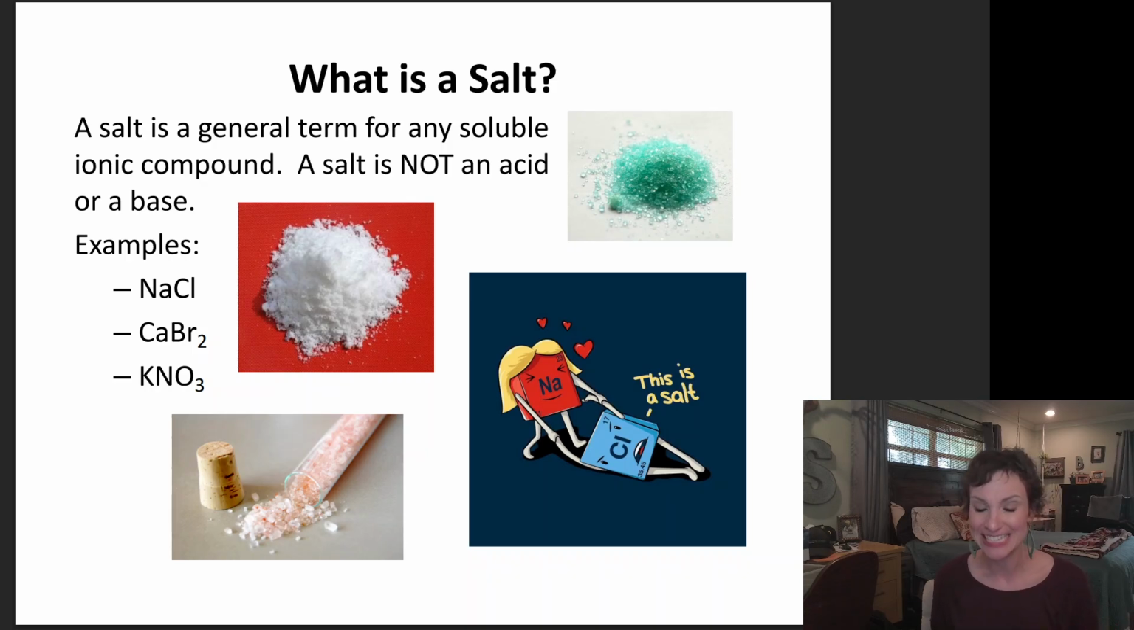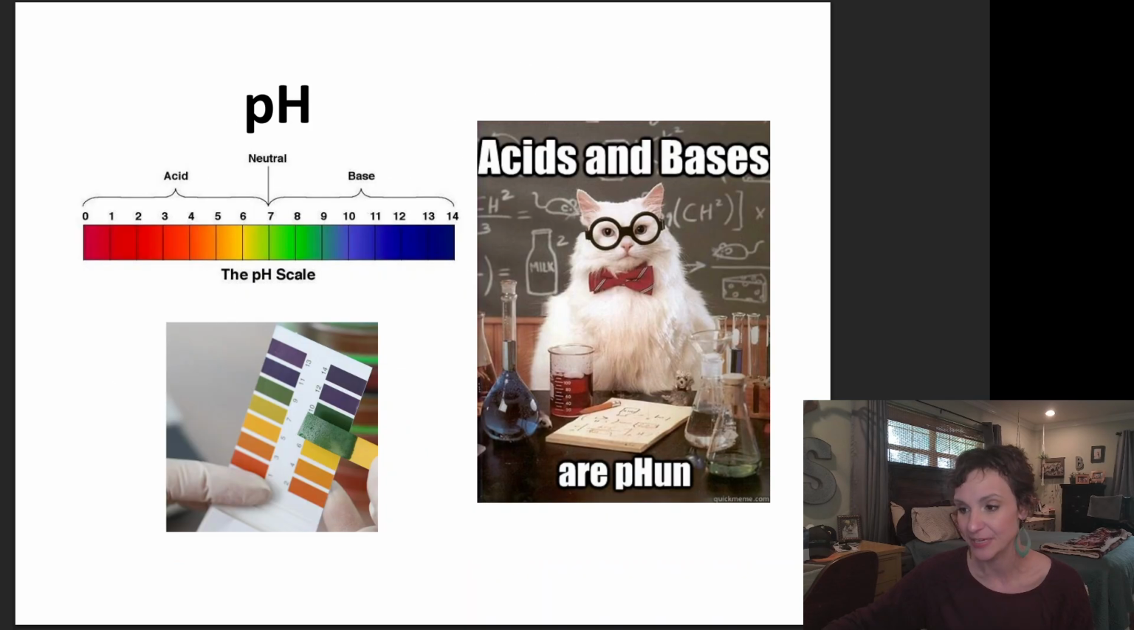Pretty much a salt is an ionic compound that is not an acid, meaning I'm not going to see a hydrogen out front, and is not a base, meaning I'm not going to see a hydroxide on the back. So here we have lots of examples of salts: sodium chloride, calcium bromide, potassium nitrate. Pretty much ionic compounds that do not have those indicative acidic or basic ions that we've been talking about today.